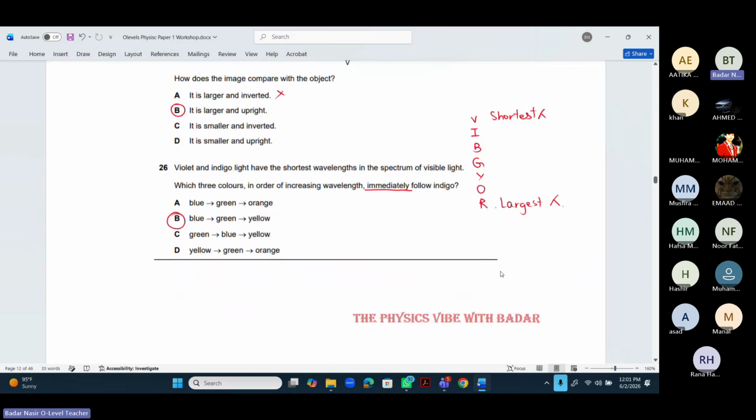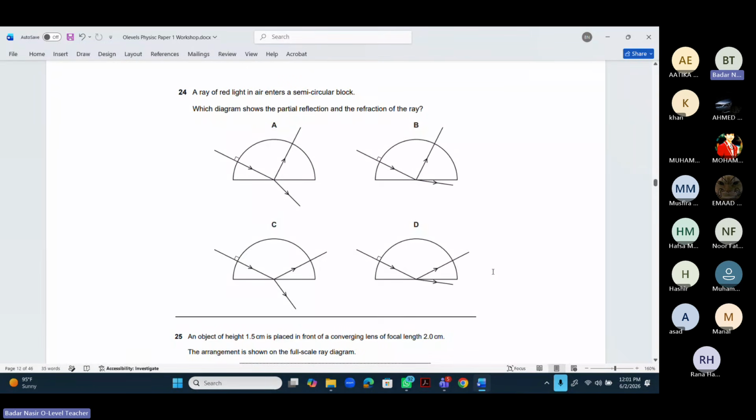A ray of red light in air enters a semicircular block. Which diagram shows the partial reflection and refraction of the ray? So अब यहां से अगर ये रे आती है और बेटा ये यहाँ पे नॉर्मल लाइन ड्रॉ करूं तो रिफ्लेक्शन के लिए एंगल ऑफ इंसिडेंस और एंगल ऑफ रिफ्लेक्शन शुड बी सेम. सो ए और बी तो नहीं हो सकते, ठीक है.